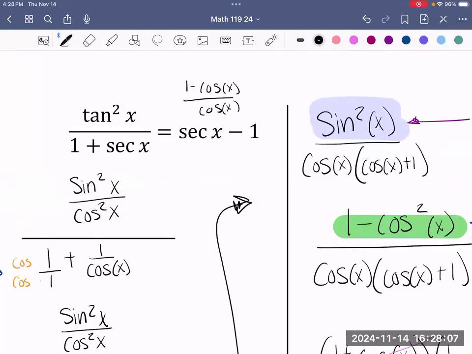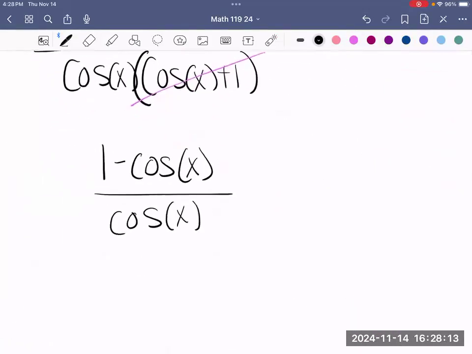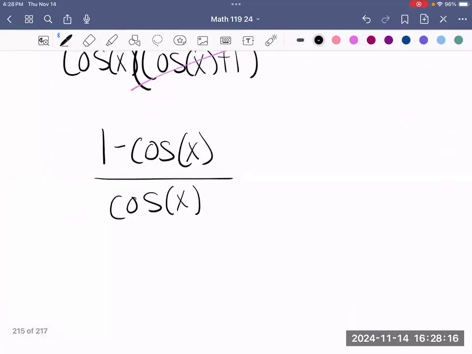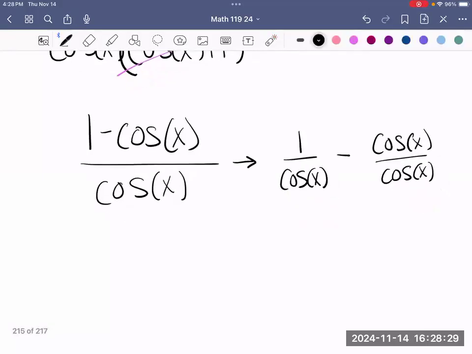Can you see what they did? How to go from here to here? Well, they just broke it up to have now two separate fractions: 1 over cosine of x minus cosine of x over cosine of x, right? They now just share a common denominator. In which case, do we know anything about 1 over cosine? Well, this is just secant of x. And then you have cosine over cosine, so that just comes out to be 1.